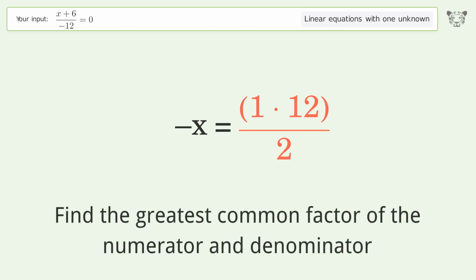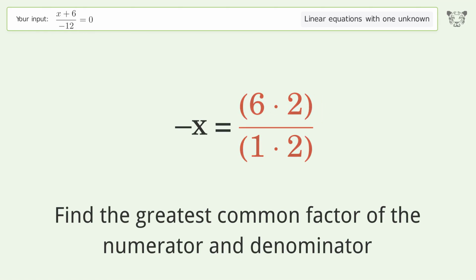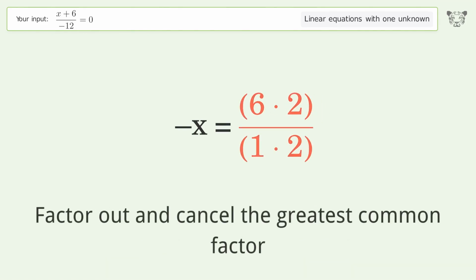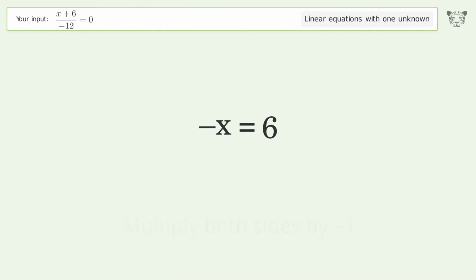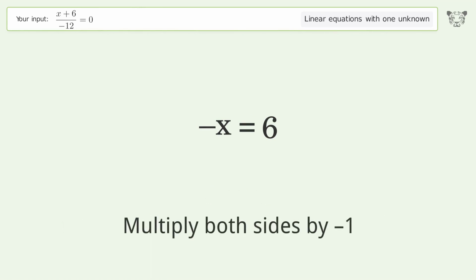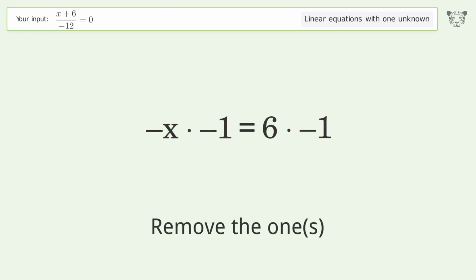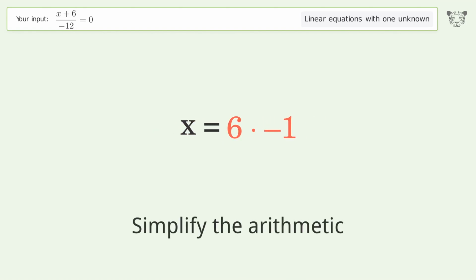Find the greatest common factor of the numerator and denominator. Factor out and cancel the greatest common factor. Convert the m into a positive number. Multiply both sides by -1. Remove the ones. Simplify the arithmetic.